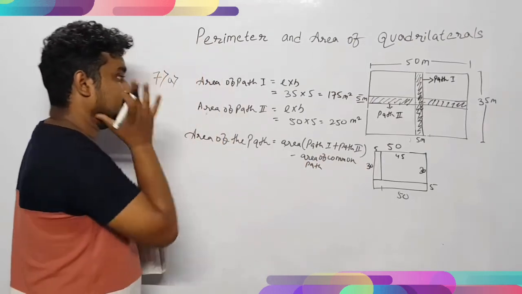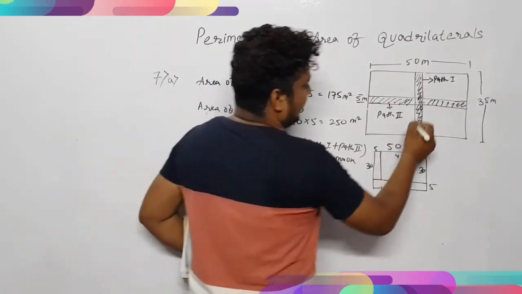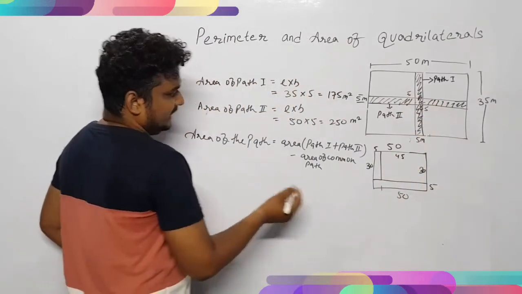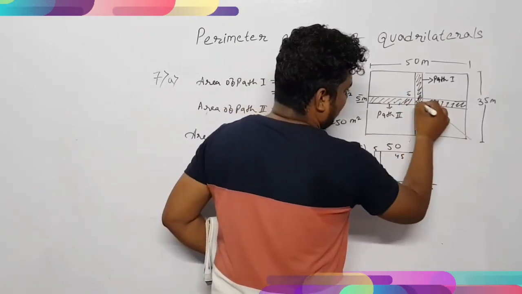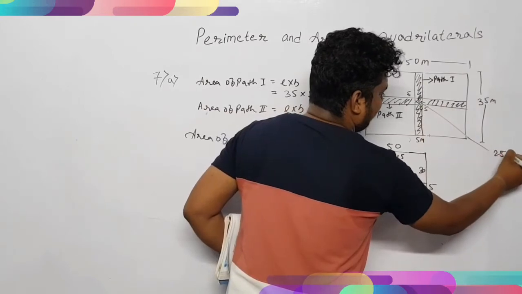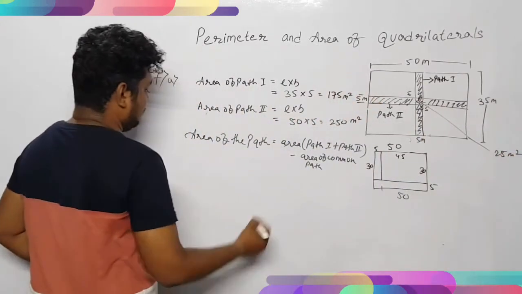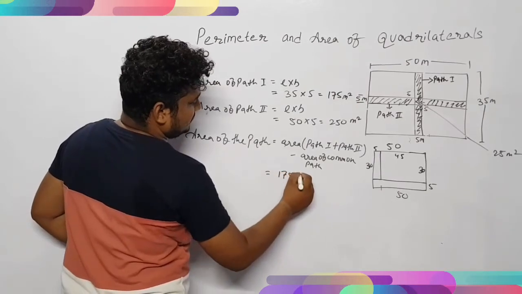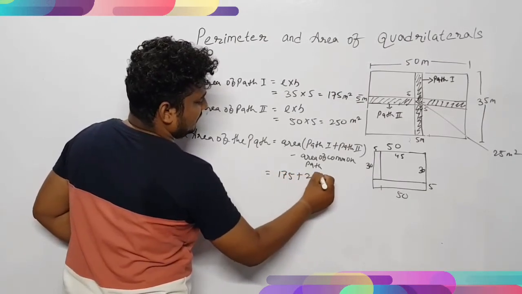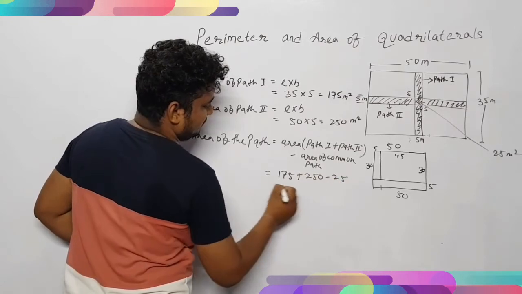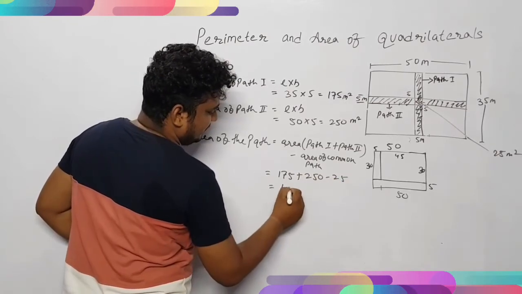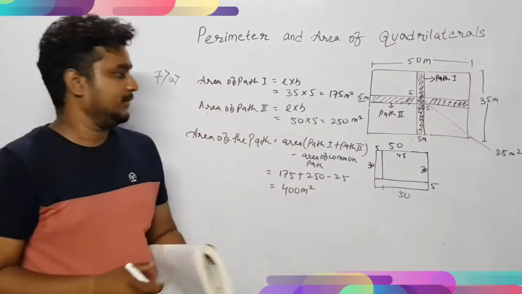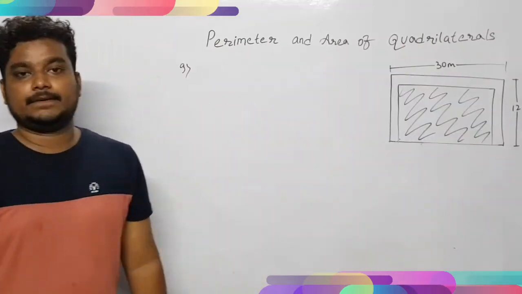So what is the common path? The dimension of the common path will be 5 cross 5. So the area of the common path will be 25 meter square. So we just need to do 175 plus 250 minus 25. When we calculate, we will get 400 meter square. In this particular order, you have to solve this question.